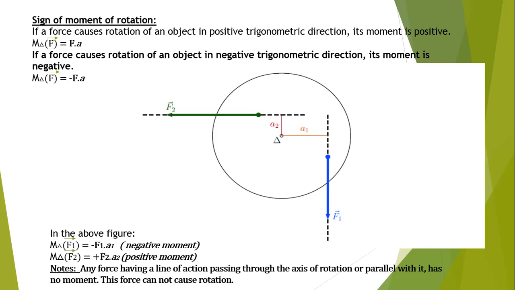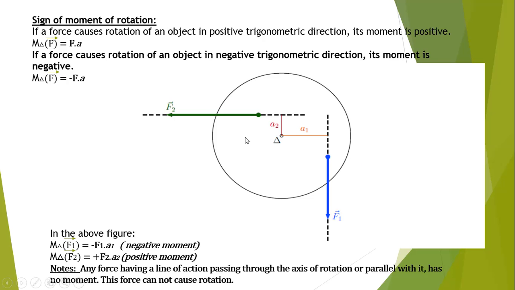Sign of the moment of a force. By definition, if a force causes rotation of an object in the positive trigonometric direction, so in the anti-clockwise direction, its moment is positive and denoted by plus F times A, or simply F times A. And if the force causes rotation of an object in the negative trigonometric direction, so in the clockwise direction, its moment is negative, and will be written as M equals minus F times A.